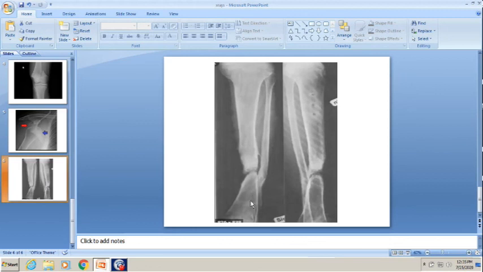Usually in acute cases we don't find those things. Secondly, you are finding here a malunion of fibula. You don't get that in fresh cases. Okay. So when do you say a bone to be in non-union?